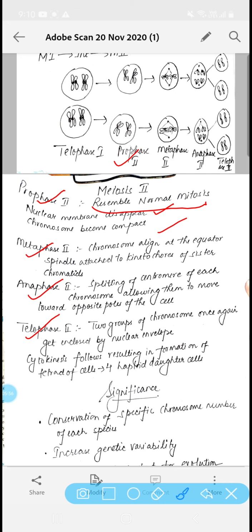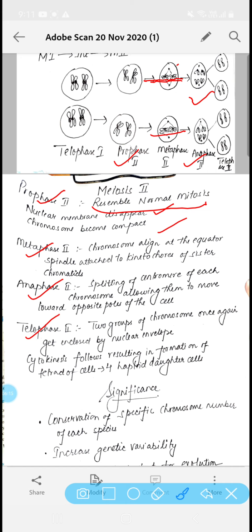We can see that the chromosomes have arranged themselves on the equatorial plate, and spindle fibers are attached to the kinetochores. Next comes anaphase 2, the splitting of the centromere of each chromosome, allowing them to move towards the opposite poles of the cell. Now you can see in the diagram that the centromeres split. Now the chromosomes are moving to the opposite poles.